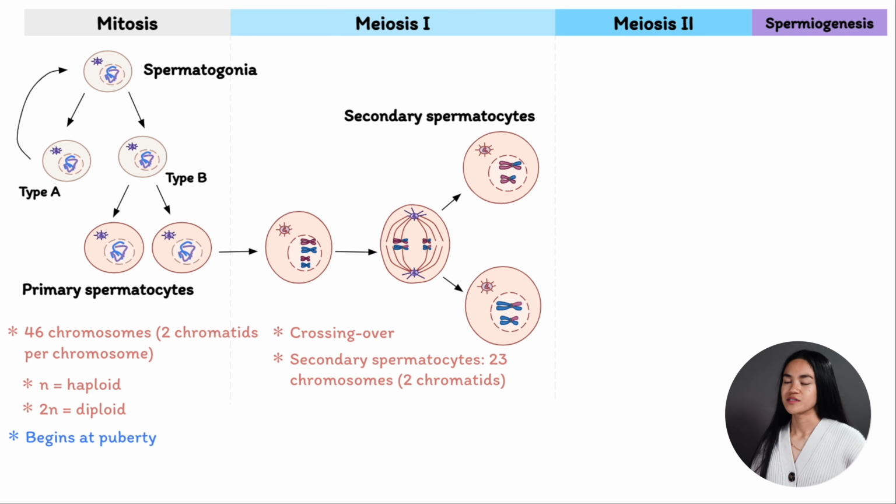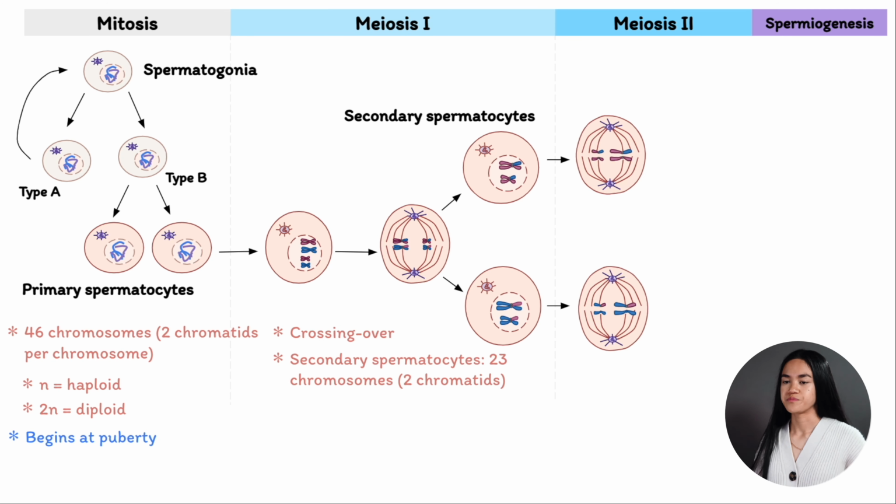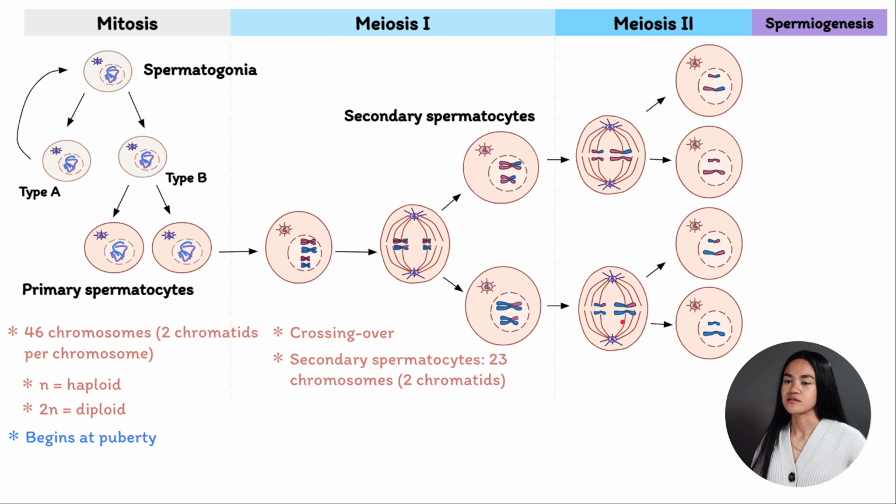The sister chromatids of each chromosome, so both of these chromatids were originally either maternal or paternal, will separate. Again, they're going to line up in the center and they're going to separate into new daughter cells. And these daughter cells contain 23 one-chromatid chromosomes. And these are called spermatids. Okay, so we have 23 one-chromatid chromosomes.